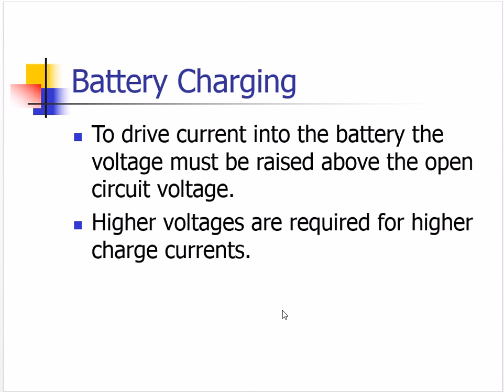In order to push current into the battery, we have to go above this open circuit voltage. If we just apply a voltage equal to the open circuit voltage, no current will flow into the battery. And so charging the battery, we always have to go above the open circuit voltage. The faster we want to charge the battery, the higher voltage we have to go to push the current into the battery.